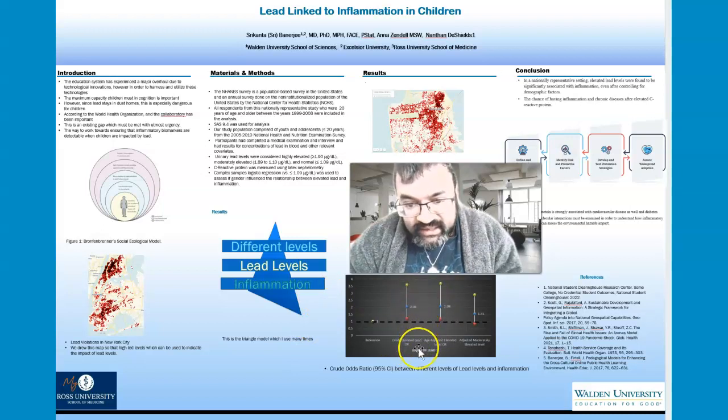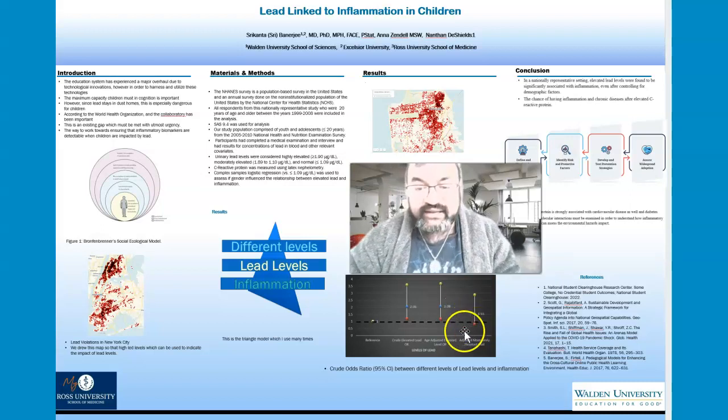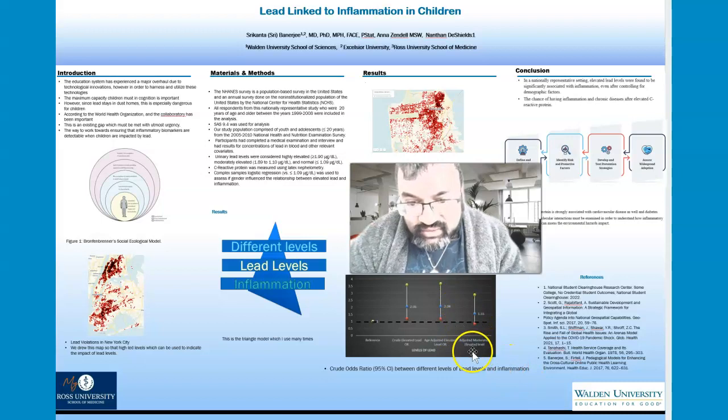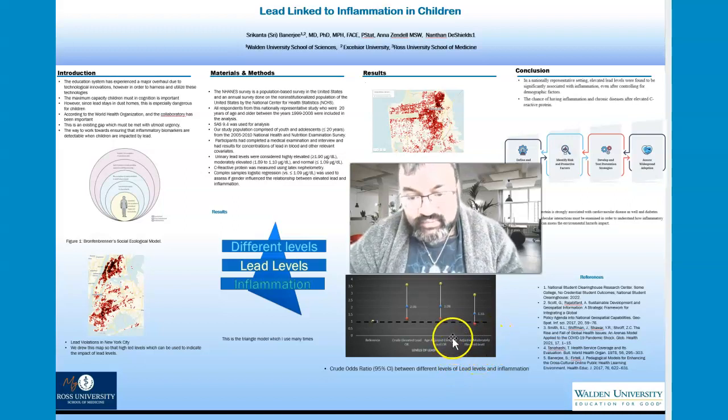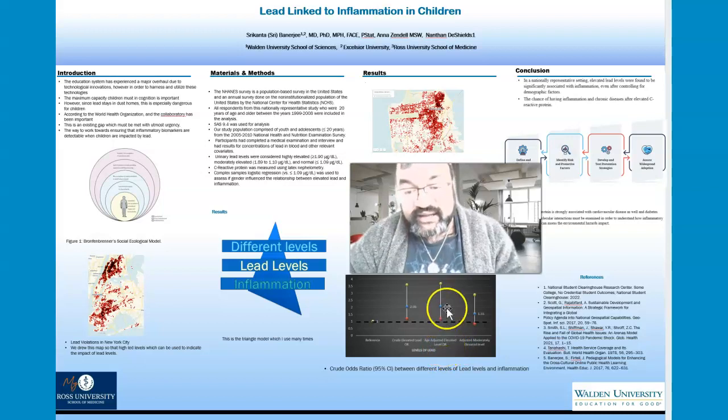was higher in age-adjusted elevated lead. The odds ratio was 2.08, and then adjusted moderately elevated, so that's not as high. So in terms of what is associated with inflammation, it's actually both types of lead, especially the elevated lead. When it's high, it's affecting the amount of inflammatory biomarkers. So I hope that made sense.